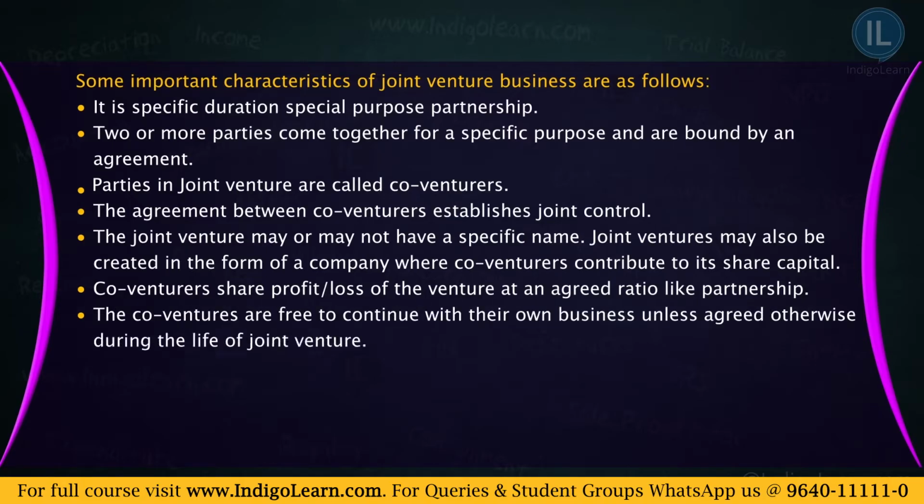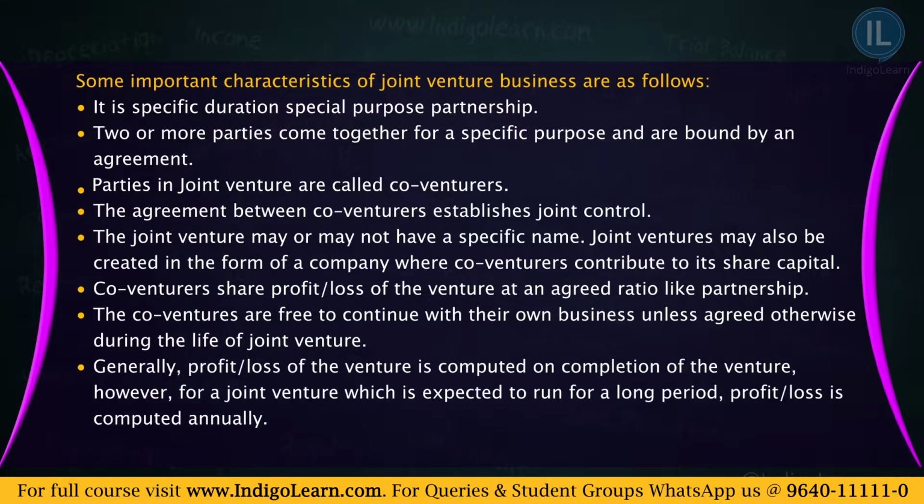There may not be a restriction on the joint venturers to carry out a competing business. And generally, the profit or loss of the venture is computed on the completion of the venture. So unless it's a very long joint venture, let's say a joint venture to construct and operate an airport, which may be a 30-year contract, in such cases, you may have annual computation of profit or loss, but otherwise, generally, it is done at the end of the venture.